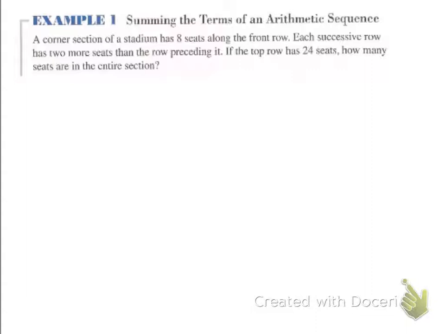So I have a corner section of a stadium. It has 8 seats along the front row. Each successive row has 2 more seats than the row preceding it. If the top row has 24 seats, how many seats are in the entire section? Now, here's our issue. What do we know? We know that the first term in the sequence is 8. That's the first row. The last row has 24 seats. I put a sub n because I don't know how many rows there are. That's what we're going to have to try to find out.